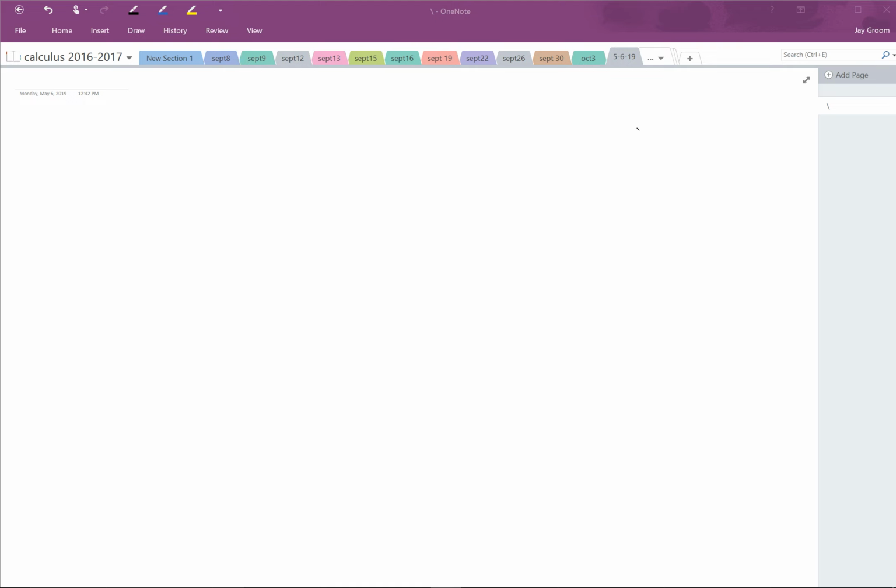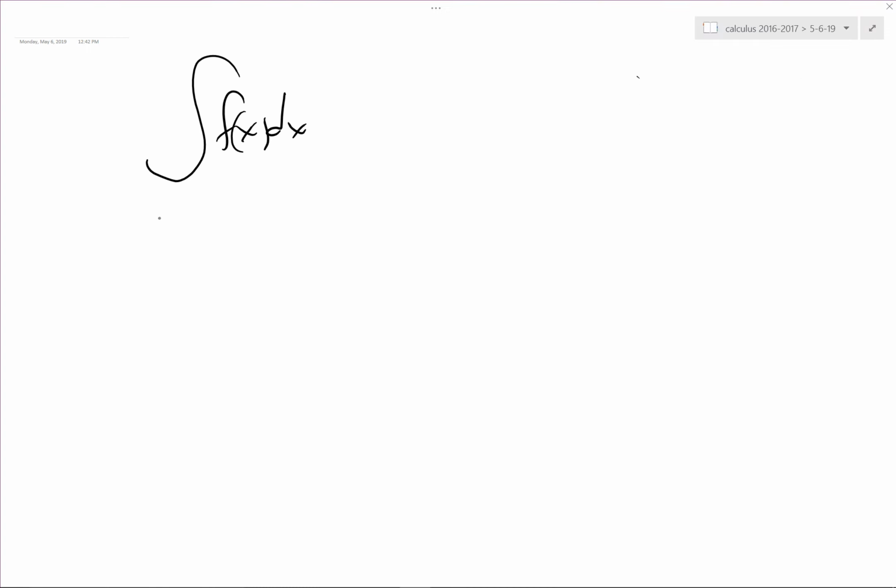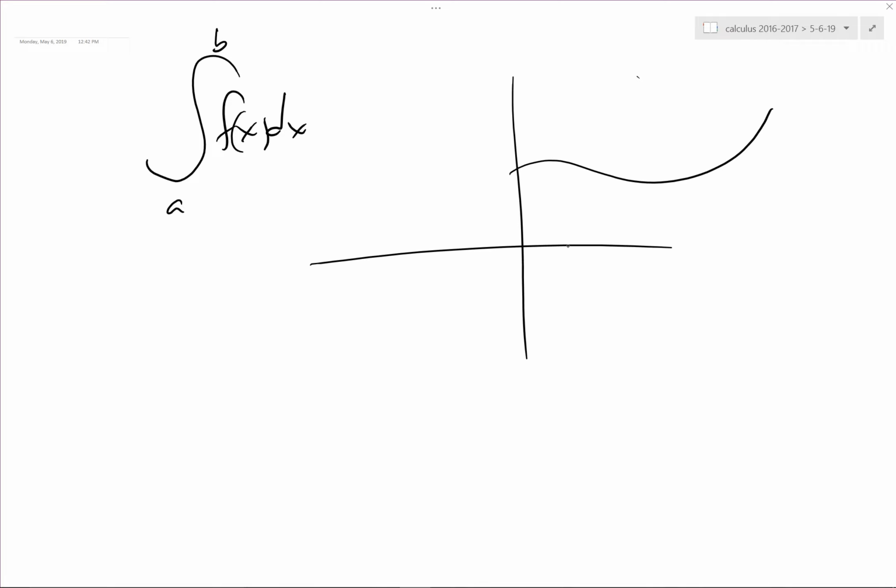Audra, question for you, dear. If I integrate some function from a to b, what actually am I finding about said function? For instance, let me just sketch one up. A, B. Are you finding the area? Yes!